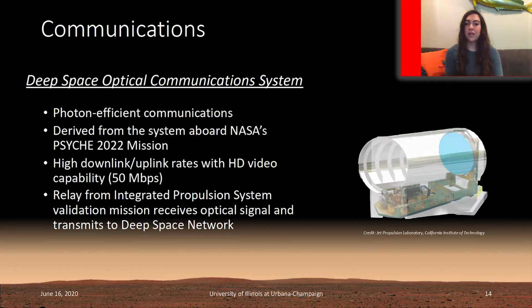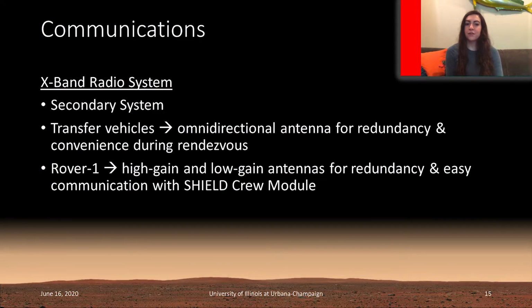The communications relay placed into high Earth orbit during the Integrated Propulsion System Validation mission receives the signal from the vehicles and transmits it to the Deep Space Network via X-band radio. SHIELD vehicles are also equipped with an X-band radio system as redundancy. The transfer vehicles use an X-band omnidirectional antenna for convenience during rendezvous, and the rover has high-gain and low-gain antennas for easy communications with the SHIELD crew module. This radio system is sized to transmit all data except for HD video.